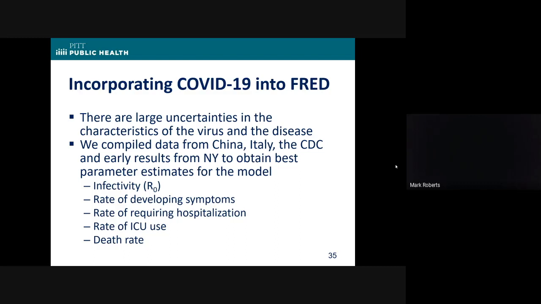The rate of developing symptoms if you get infected. If you get infected and develop symptoms, what's the rate of requiring hospitalization? Once you're in the hospital, what's the rate you require an ICU? And what's the rate you require a ventilator? And what's the rate at which you die?